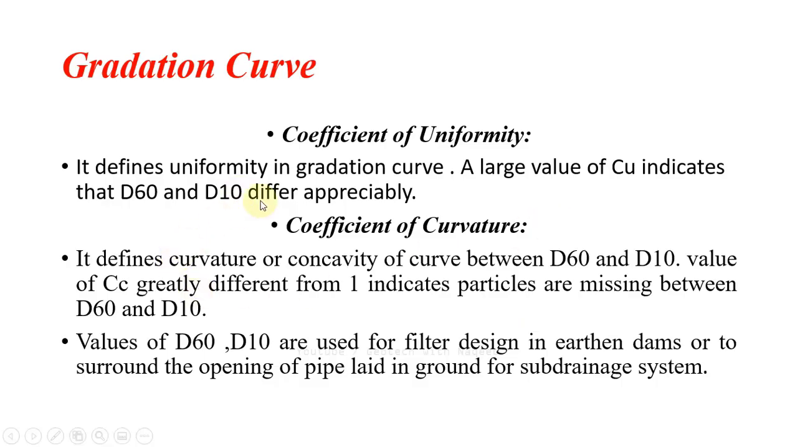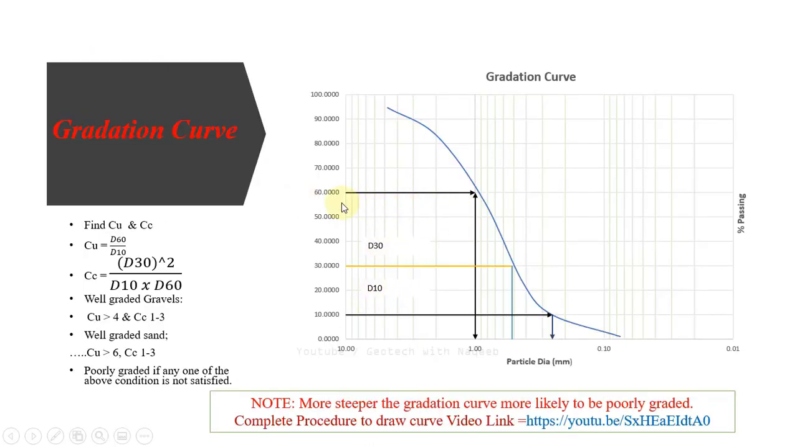So here is the definition of the coefficient of uniformity. It defines the uniformity in the gradation curve. A large value of Cu indicates that D60 and D10 differ appreciably. You can see here, if D60 lies over here and D10 lies here, this distance basically defines the uniformity. If the Cu value is higher, it means the ratio between D60 and D10 is higher.